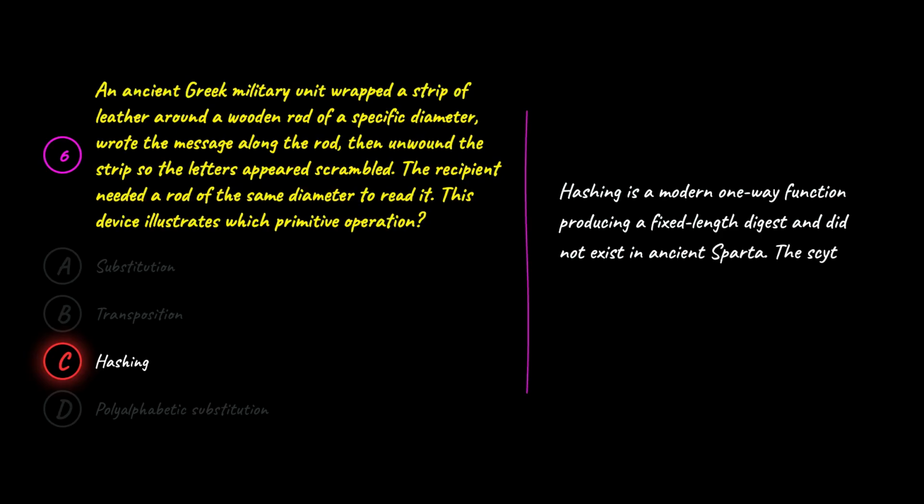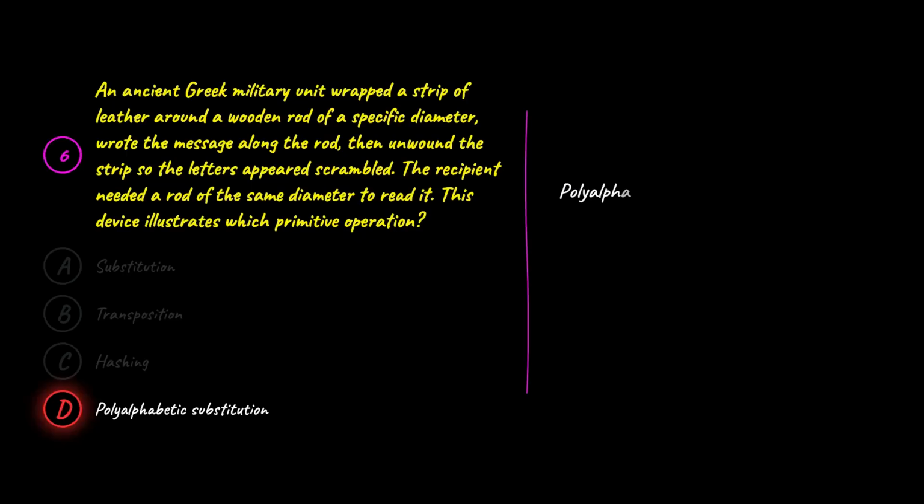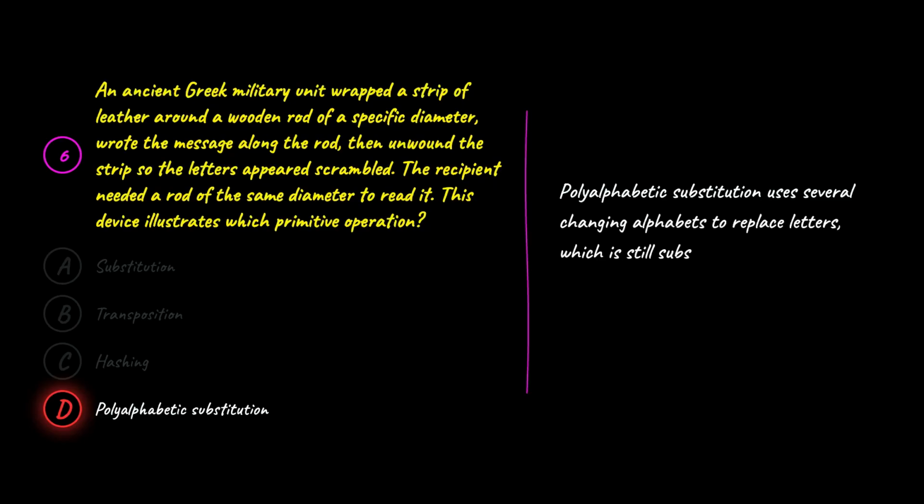The Scytale is a reversible positional rearrangement, not a digest. D is wrong because polyalphabetic substitution uses several changing alphabets to replace letters, which is still substitution. The Scytale changes positions, not the identity of letters.